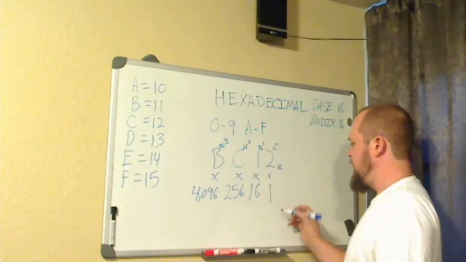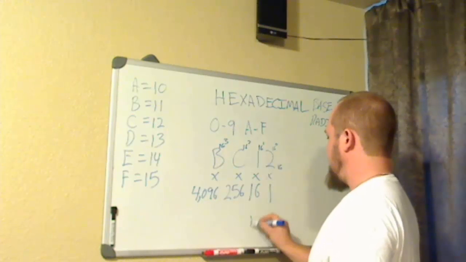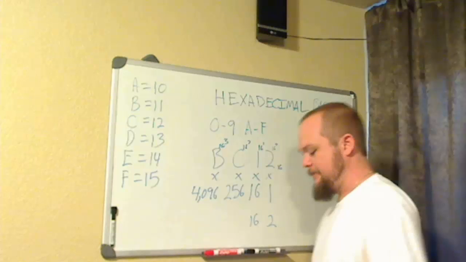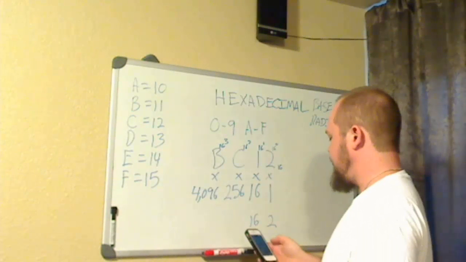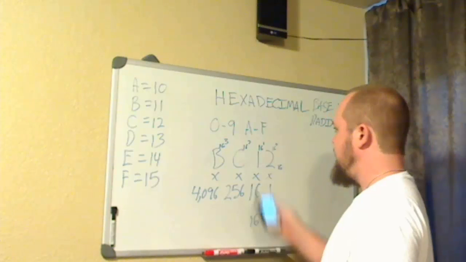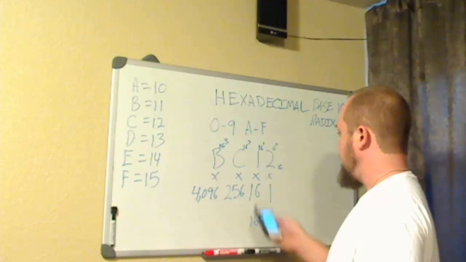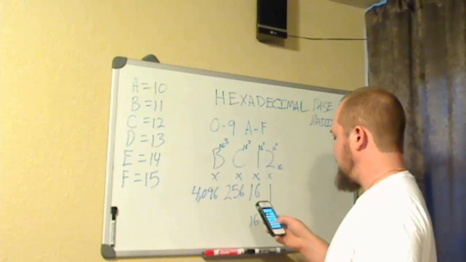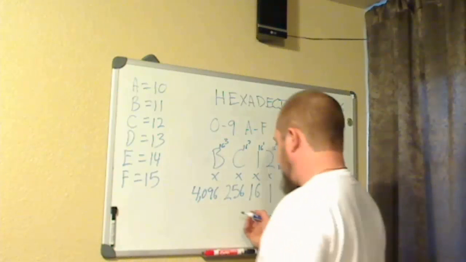Now, if we were to multiply each one of these digits by their corresponding positional weight, 2 times 1 is 2. 1 times 16 is 16. And with a calculator, I'm going to cheat. C is equal to 12, so 12 times 256 is equal to 3,072.